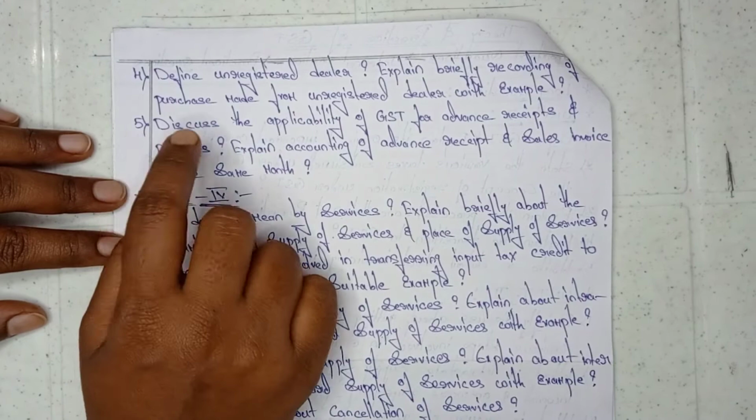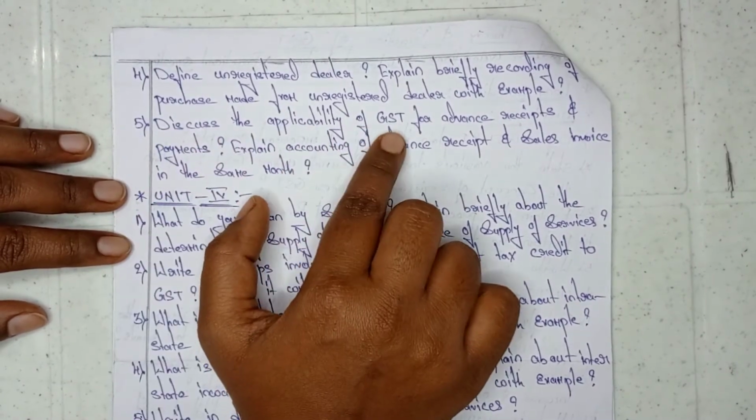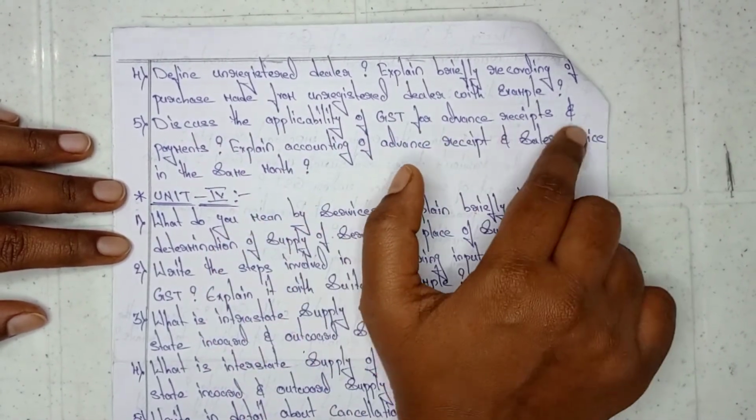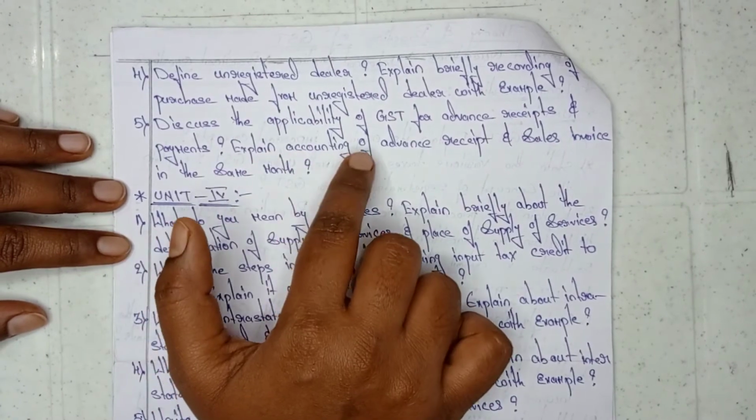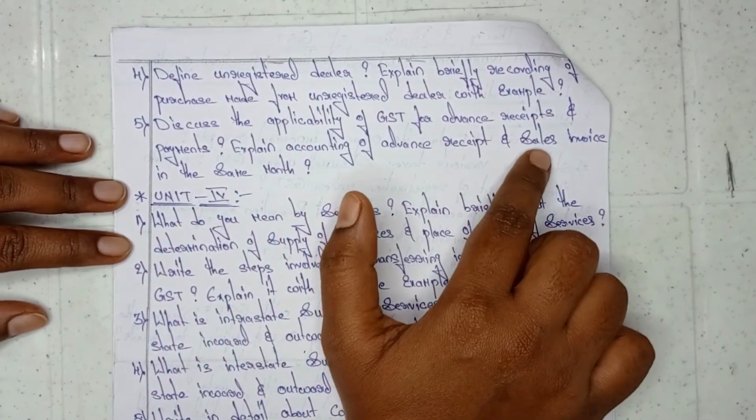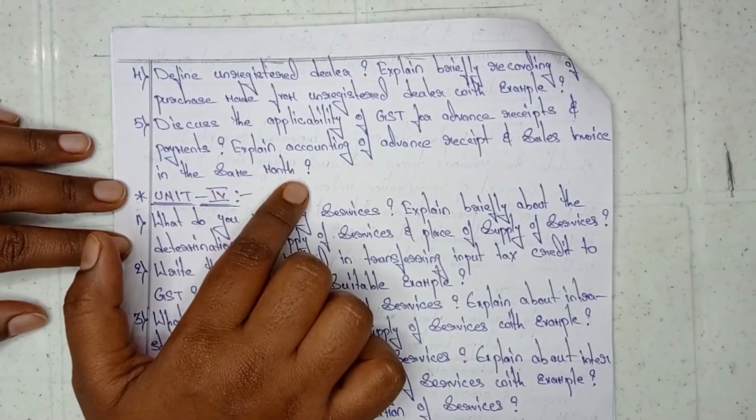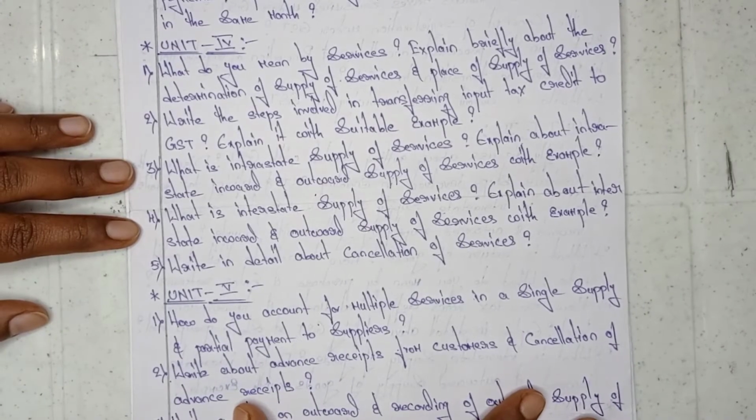Fifth question is discuss the applicability of GST for advance receipts and payments. Explain accounting of advance receipts and sales invoice in the same month. Now coming to the fourth unit important questions.